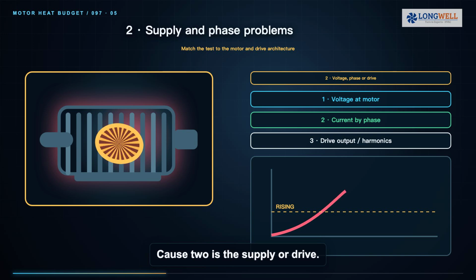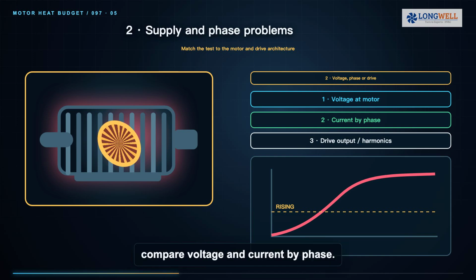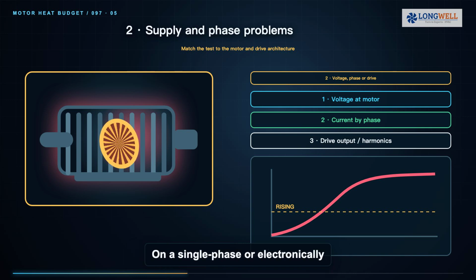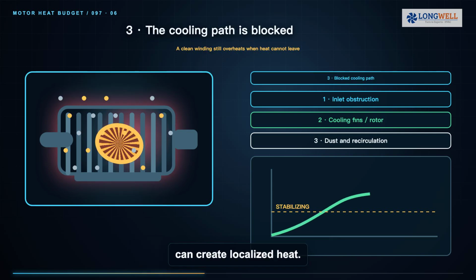Cause 2 is the supply or drive. Match the test to the architecture. On a 3-phase motor, compare voltage and current by phase. On a single-phase or electronically commutated unit, follow its specified input and control checks. Loose or high-resistance connections can create localized heat.